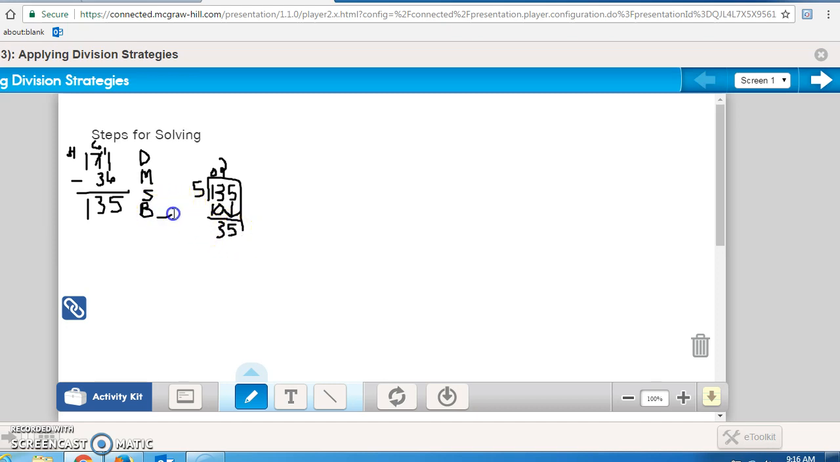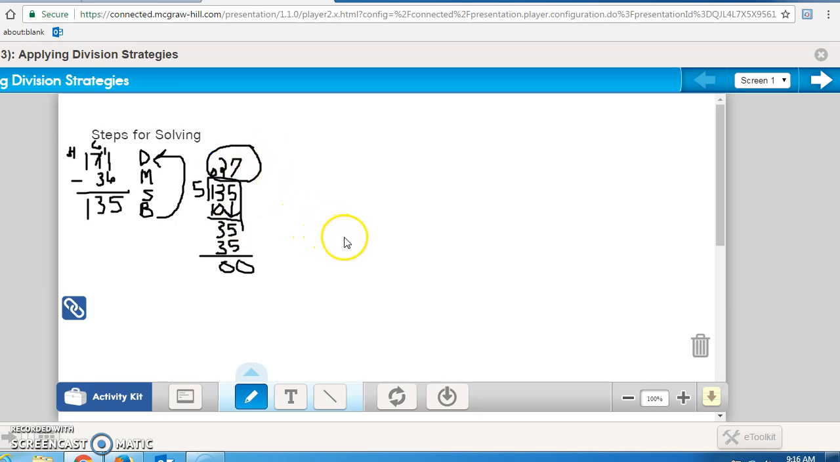Once I get down to bring down, I go back up and start all over again with this new number. 35 divided by 5 is 7. Multiply back. 7 times 5 is 35. Notice I had already multiplied the 2 back, so I only do the multiplication with my new number. Now I subtract. 35 minus 35 is 0. There isn't another number to bring down, so my answer is 27.